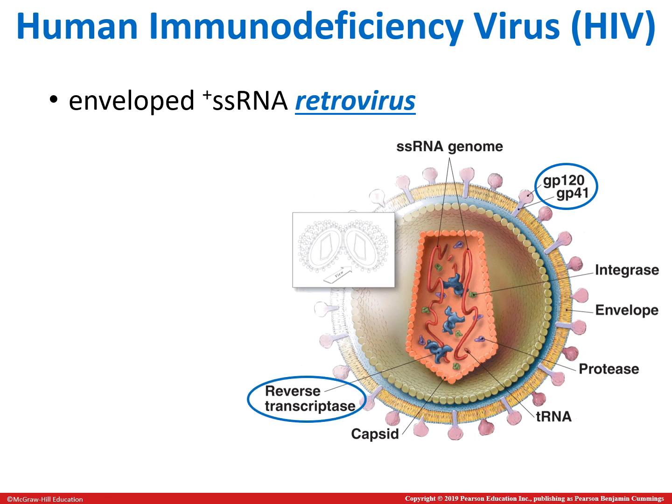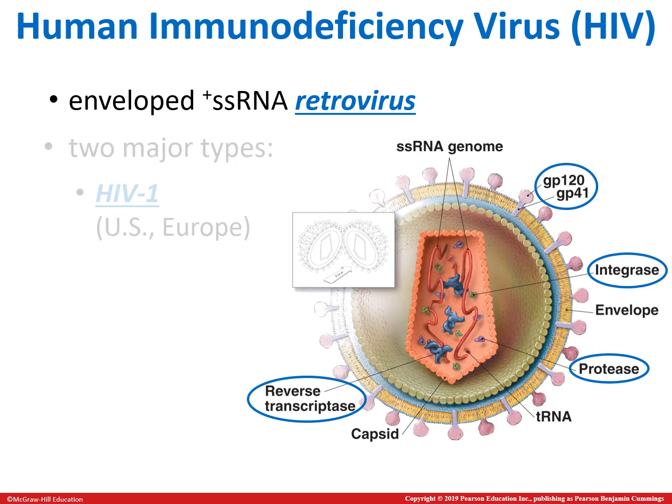Then recall, it is a retrovirus, and that means it contains an enzyme called reverse transcriptase. Typically, transcription happens from DNA to RNA, but these viruses can go back, which is why they're called retroviruses. And then they have an enzyme called integrase, and this is basically how they integrate themselves into the host DNA. And then they have a protease enzyme that allows them to escape the host once they have replicated.